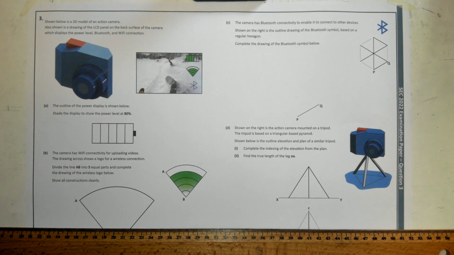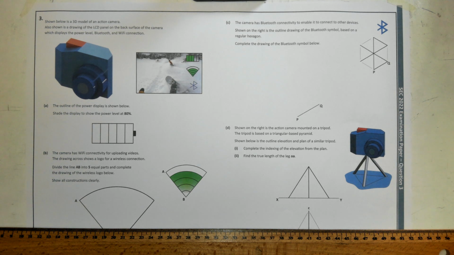So this video is going to go through question 3 of the 2022 Junior Cycle paper. As shown below is a 3D model of an action camera. Also shown is a drawing of the LCD panel on the back surface of the camera, which displays the power level, Bluetooth and Wi-Fi connection.